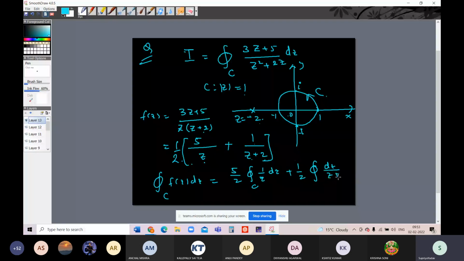Say that it is integral I1 plus integral I2. So obviously by Cauchy integral theorem, the value of this I2 will be 0. Now we have to evaluate integral I1 because 0 function is not analytic inside this closed curve C.